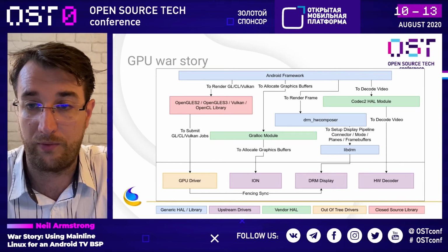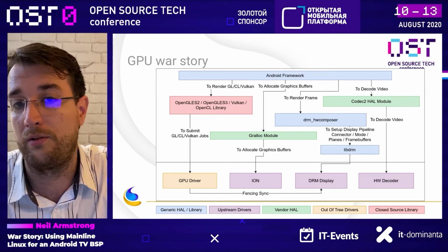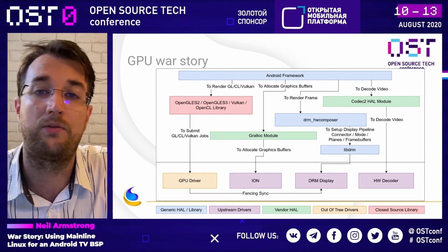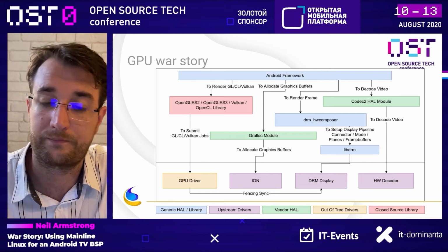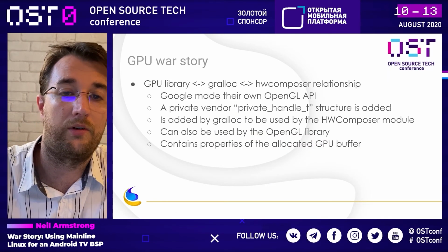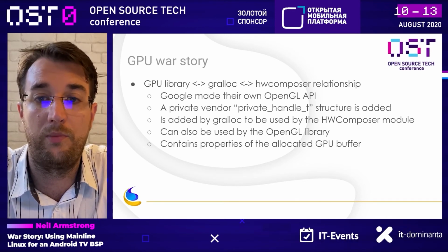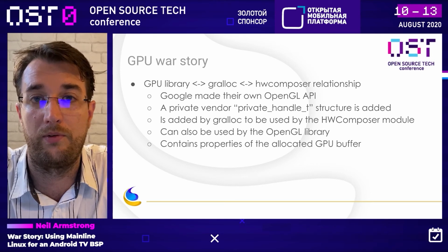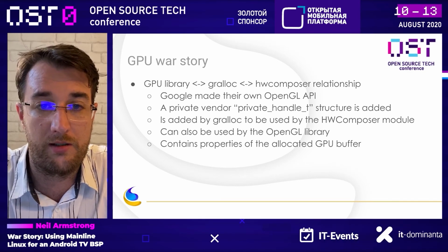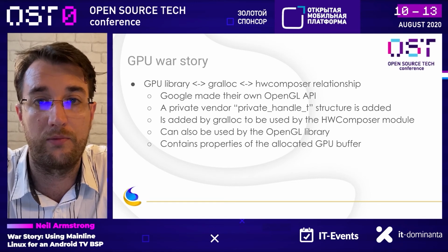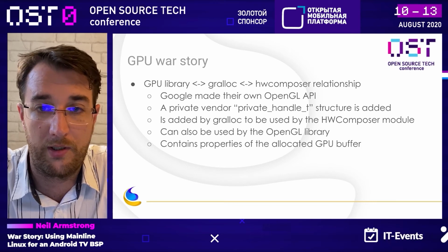You have similar flow for video decoding. You allocate with Gralloc, go to the codec module, speak to the decoder, and go back to be rendered either on OpenGL or on the display. So the relationship is really between the GPU library, Gralloc, and Hardware Composer. They developed their own OpenGL API, which is different from the Linux one, the Apple one, the Windows one. The key is the private handle_t structure, which is the key relationship between the Gralloc, GPU library and Hardware Composer.